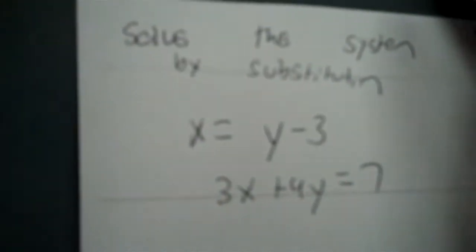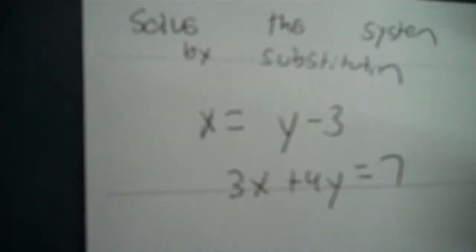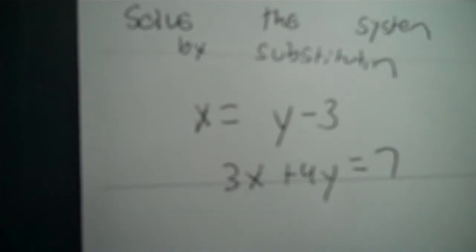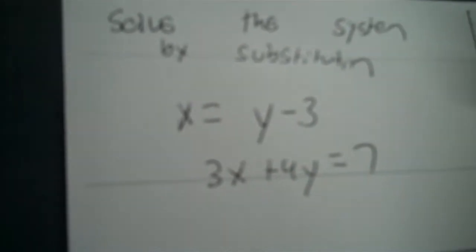Pretty much the only way you really would know how to do this is if you found an x or a y by itself. It doesn't have to be the y. It can be the x or it can be the y. It has to be y if you're graphing, but we're not graphing.